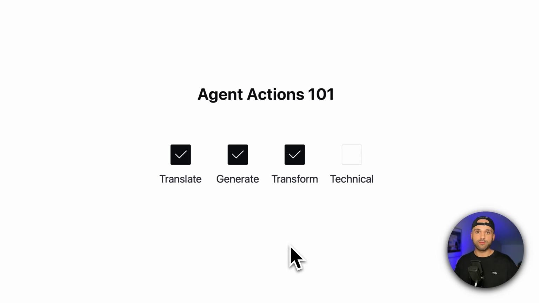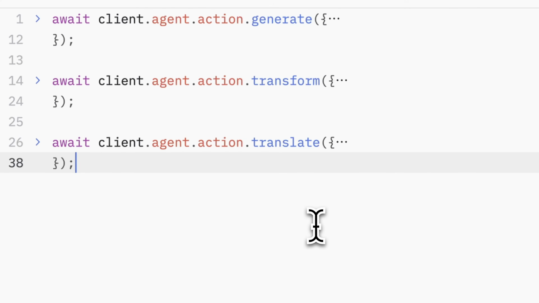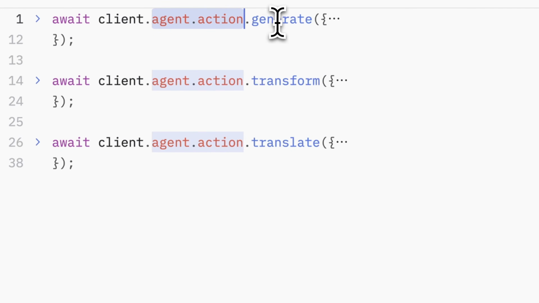This is really great if we have historical data that we want to transform to a new way of doing things. Now, let's look under the hood to see what these agent actions actually are. I've moved the 3 examples that we've looked at to this one file. We can see that these agent actions are available in the Sanity client. There's agent action, and then there's generate, transform, and translate. Therefore, we can run these anywhere that we run code.